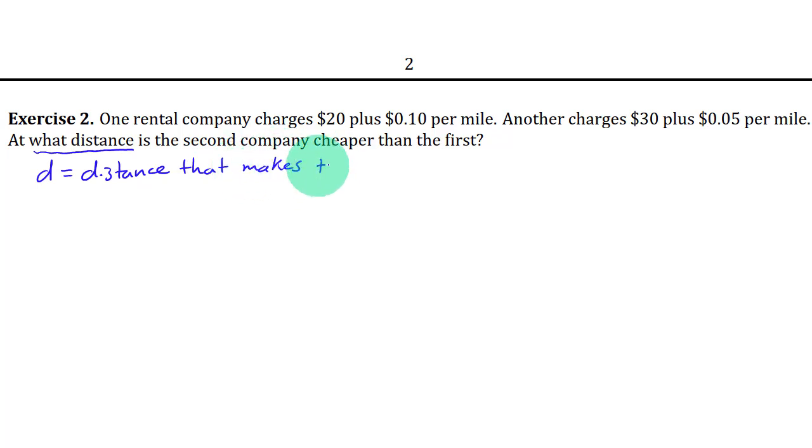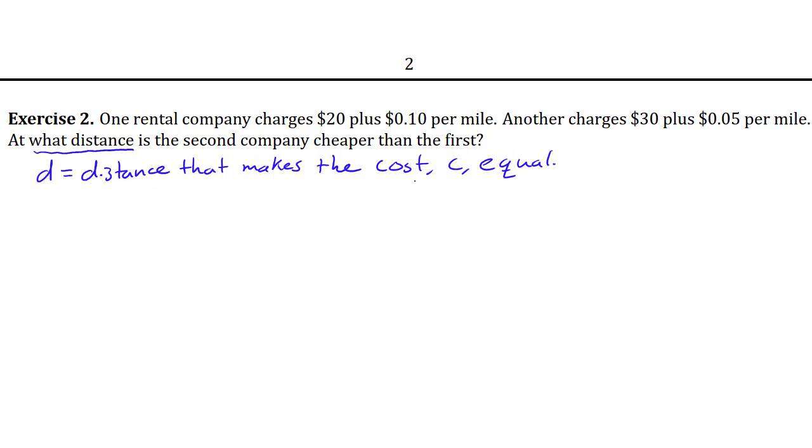That makes the cost, let's call the cost c, equal. Because when they're equal, that's going to be the point at which the second one is cheaper. All right, so let's make up equations for these.